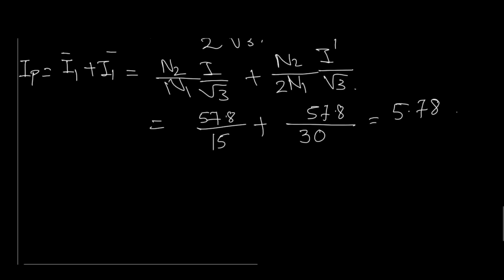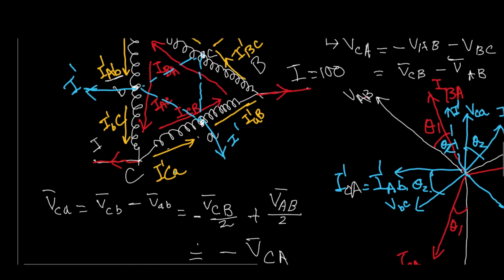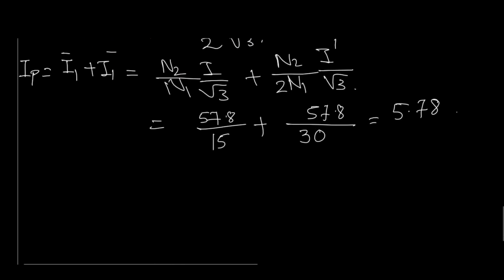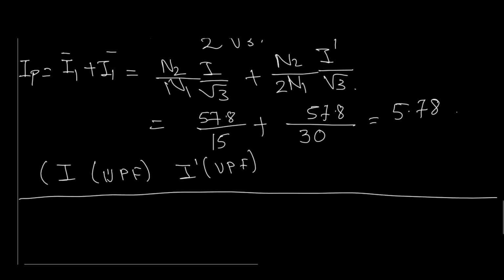So when you get this 57.8, you are having the primary current for the first case. Now for the second case it will become more complicated. This is for I UPF, I dash UPF. Now we are going to the second part of the problem.